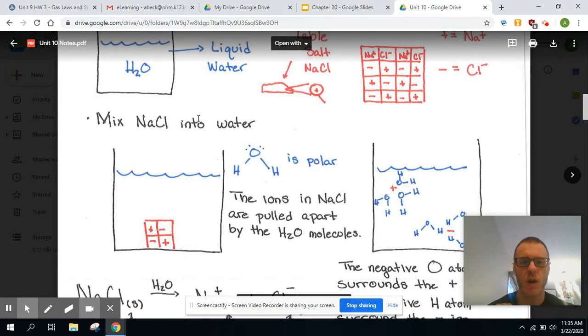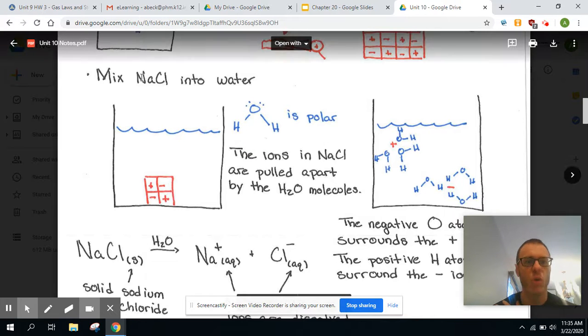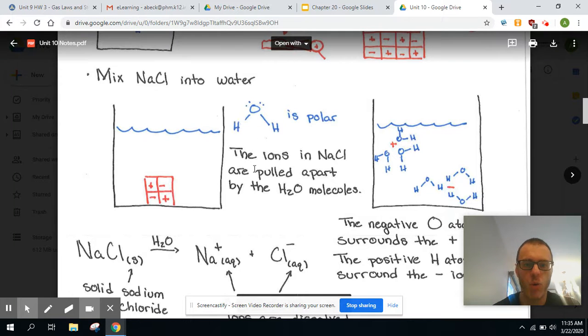When we mix sodium chloride in water, we know that H2O is polar. If you remember when we did VSEPR structures, that's the reason why we did that first. All the electrons are getting pulled towards the oxygen, so oxygen has a negative field, whereas the two hydrogens have a positive field. When you put sodium chloride in water, those ions are pulled apart by the polar water. The ions in NaCl are pulled apart by the H2O molecules.